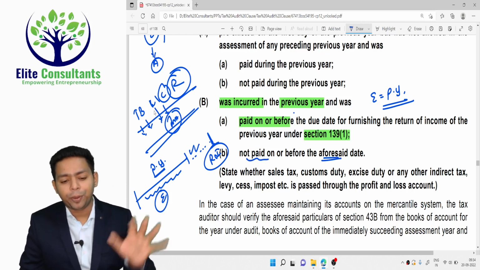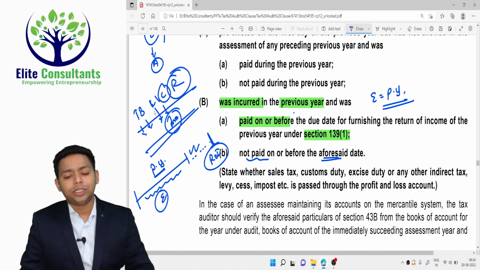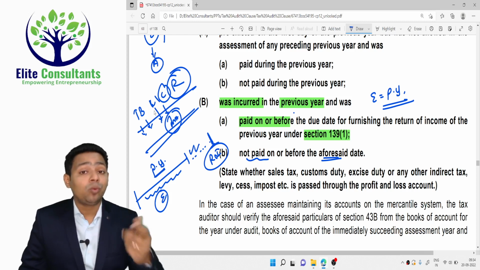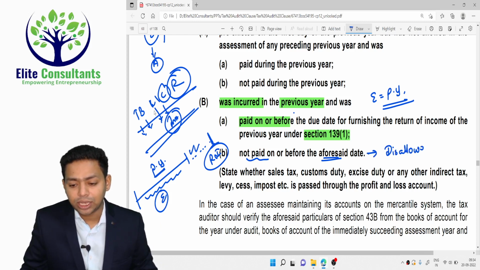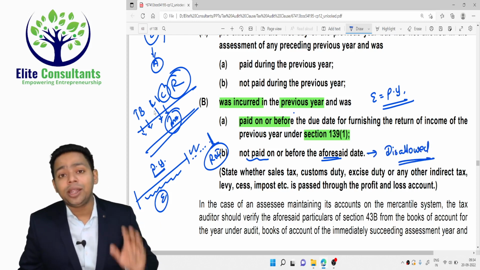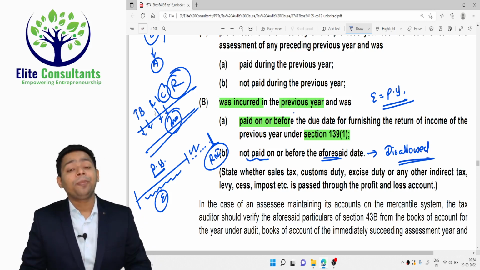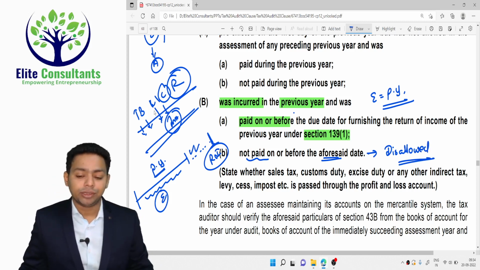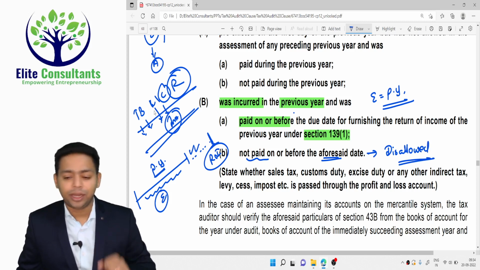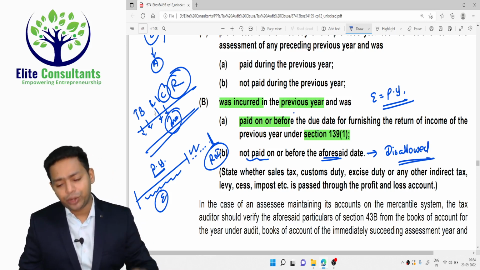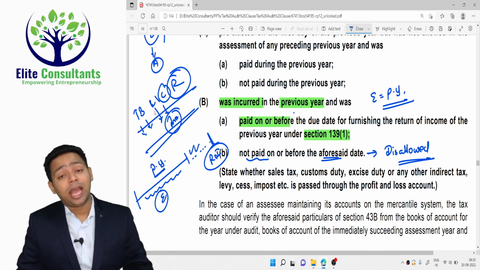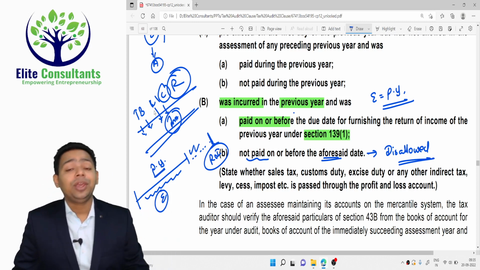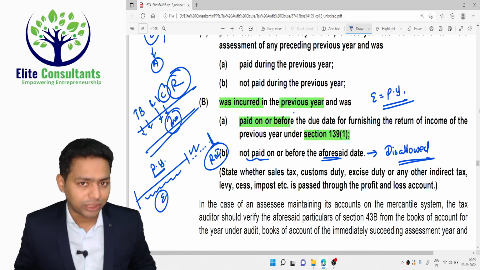If you have not paid this particular expense on or before this date, then what will happen? Then in that previous year, this particular expense will be disallowed. Sir, is it permanent disallowance? Answer is no. This is a temporary disallowance. What do you mean by temporary disallowance? It will be disallowed during this previous year, but subsequently, as and when it is paid, in that year, it will be allowed as a deduction.